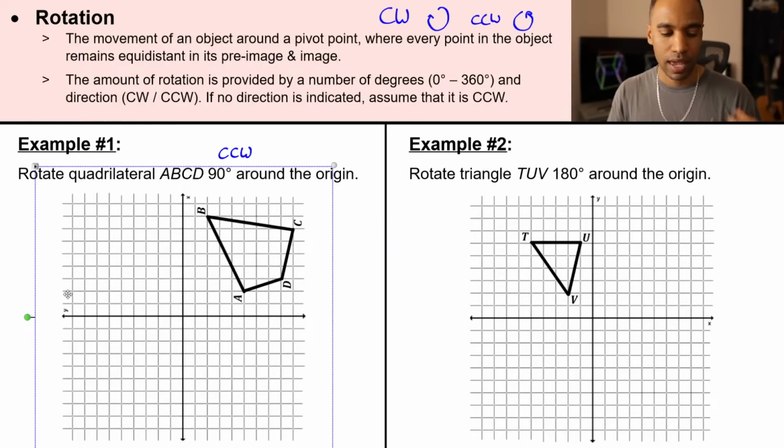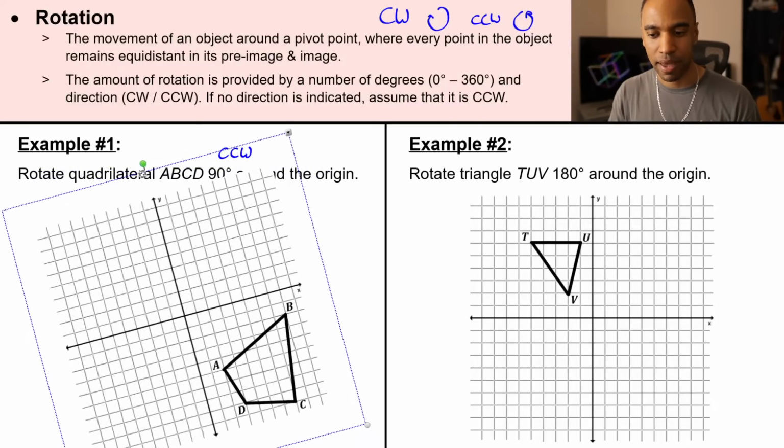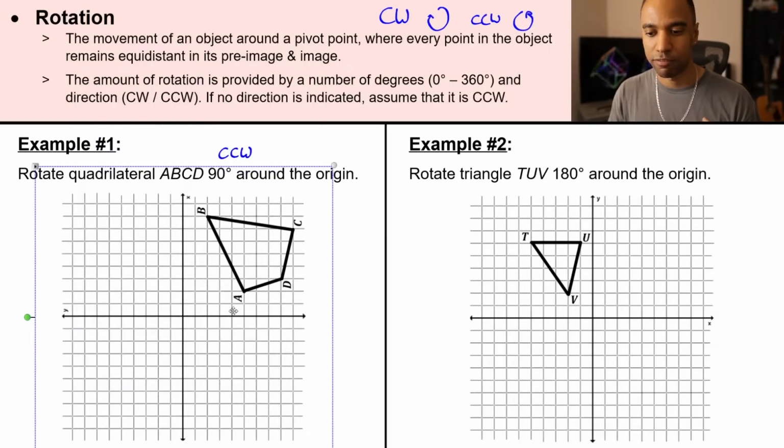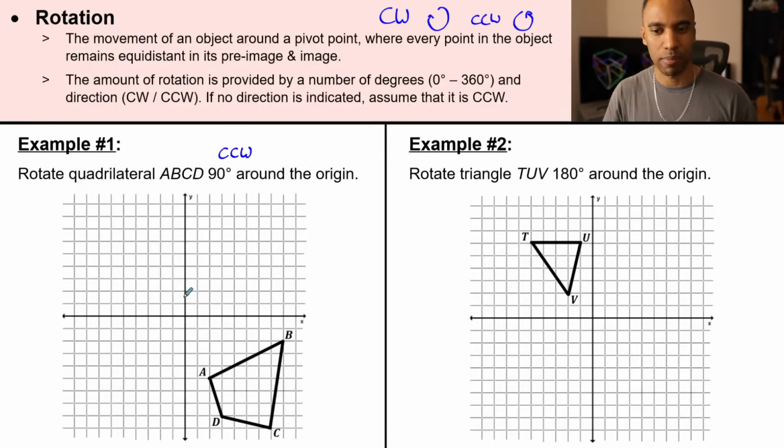and I'm imagining where every corresponding point will end up. A started at 2, -5. A prime ends up at the equivalent of 5, 2. 5, 2. And that's where I get to draw it. Okay, and so on and so forth. Everything's going to rotate 90 degrees. So we'll try our best here.